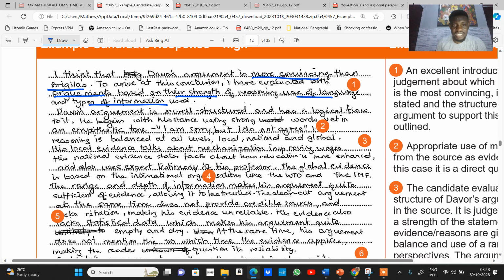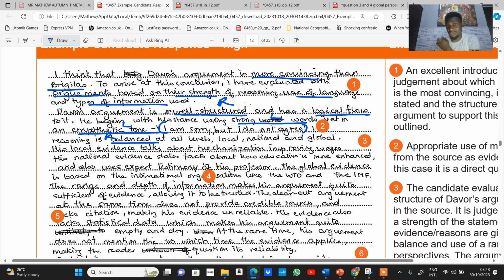Now, Davos' argument is well structured. You see, that's the reasoning, and it has logical flow. So this is talking about the reasoning, R. Now, he begins with his stance using strong words, so use of language, I'll be putting L, yet in an emphatic tone, so language too. "I am sorry, but I do not agree." So that is from Davos' statement extracted from the text. His reasoning is balanced. So balanced reasoning.